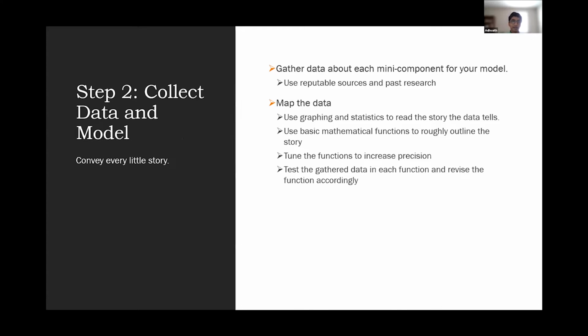So the next step is to gather data for each mini component of the model. And using reputable sources and data banks like past research, we map the data and read the story that the data tells. So we look at previously existing data to understand what our model should look like. And then we plug this previously existing data into each mini component and tweak it. We add parameters and operators so that each component tells the story it's supposed to tell. We use basic math functions in this step and add complexity with differential equations as we need to.